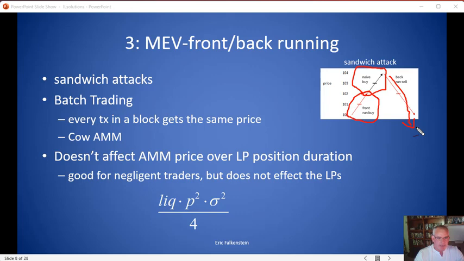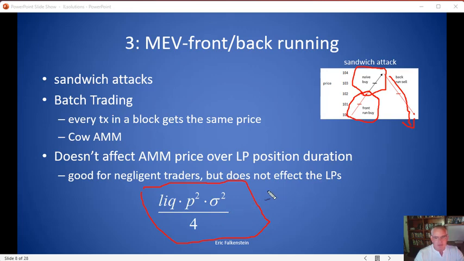It'll get more trust in your AMM, but it has nothing to do with impermanent loss because this all happens in a block. If you just look at this formula for levered impermanent loss, you'll see it's liquidity times price squared times volatility squared divided by 4.